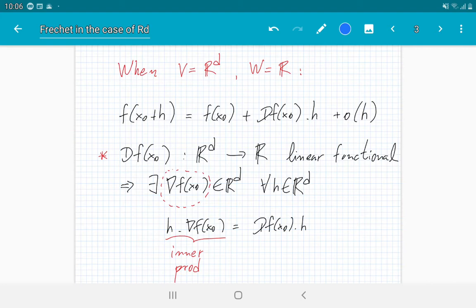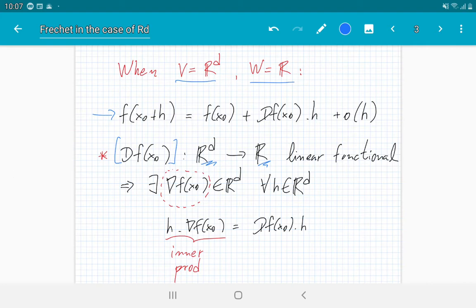So let us now note a similar thing, but perhaps even more specific for the case when v is equal to Rd and w is equal to R. So it's a function from Rd to R, or for domains in Rd to R. Okay, let's at least try to find out what the Fréchet derivative should look like. Right, so we have the same formula as before. But now notice that our Fréchet derivative is a linear transformation from Rd to R. That's a linear functional.